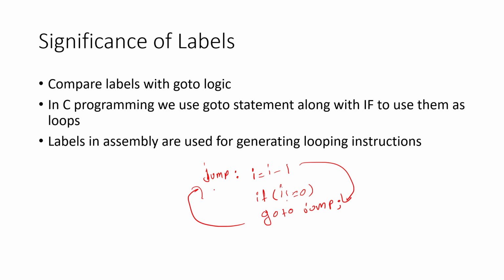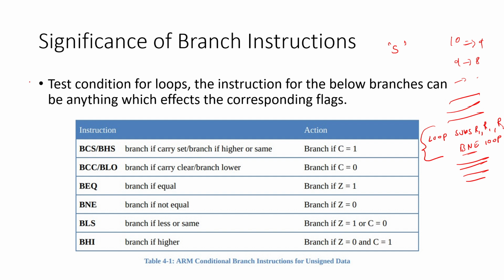In the same way, in assembly program also, labels we will be using. We call this a label, but in assembly we won't keep this. We just keep jump, and instead of go to, we have some other instructions, like mentioned in the previous slides: BCS, BCC, BEQ, BNE, BLS, and BHI. These are used instead of go to.